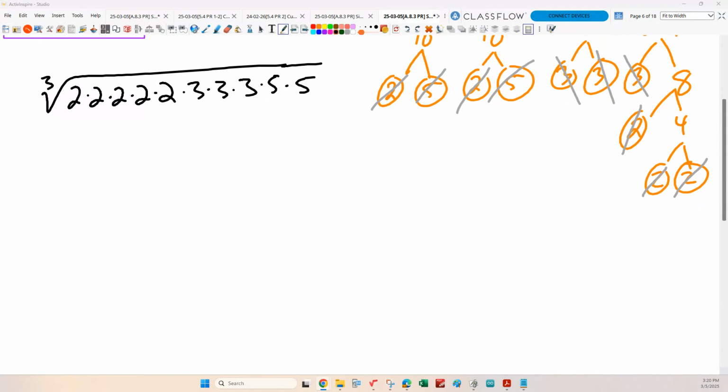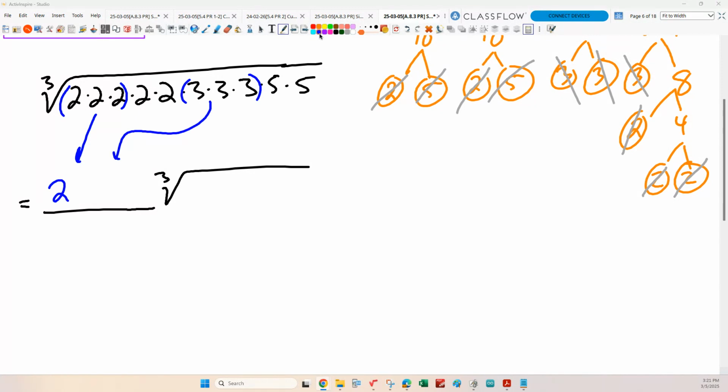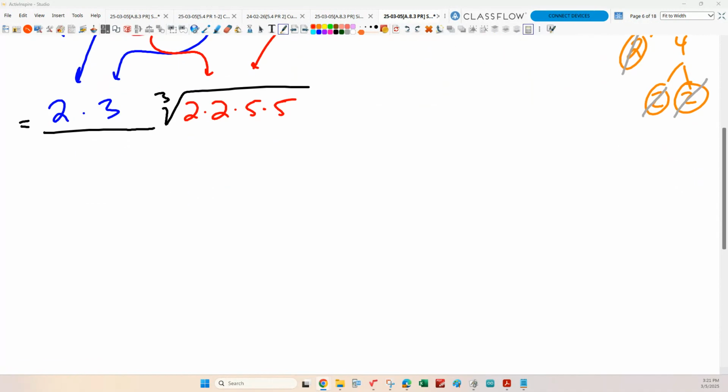So we got to figure out what goes outside our cube root and what goes inside. So what are we looking for here? How big are groups? 3. Triples. I've got a triple 2 and a triple 3, and that's it, right? So outside I'm going to get a 2 times 3. Inside I'm going to get everything else. So all that stuff, that couple stays inside, right? Inside I'm going to get a 2 times 2 times 5 times 5. And then I just have to multiply those numbers out and I'm done.